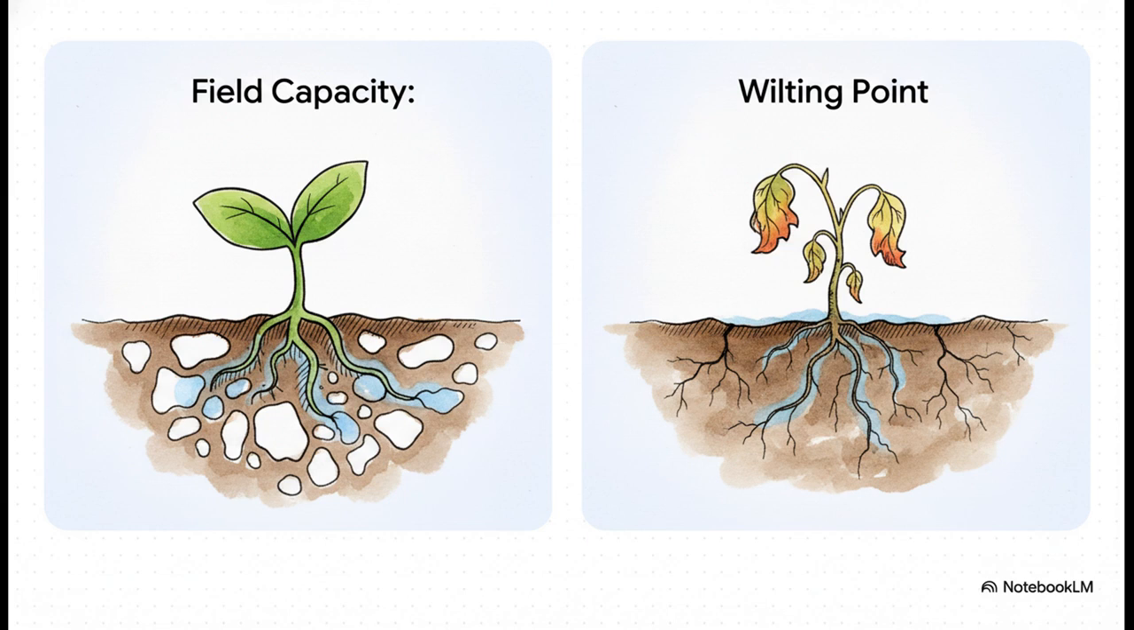On the flip side is the wilting point. At this specific moisture level, the soil is gripping the water so hard that plants can't pull enough out to counterbalance their own transpiration. The plant shows wilting symptoms, and the real kicker? It cannot recover, not even if you put it in a 100% humid chamber.